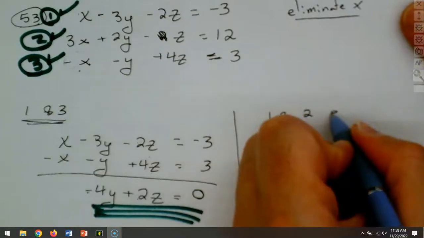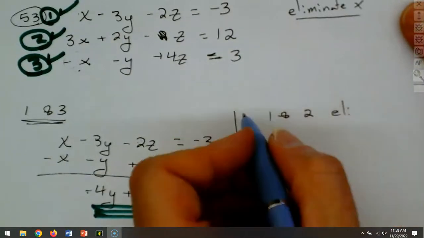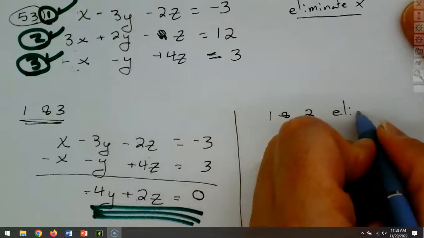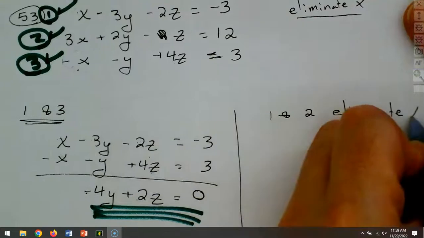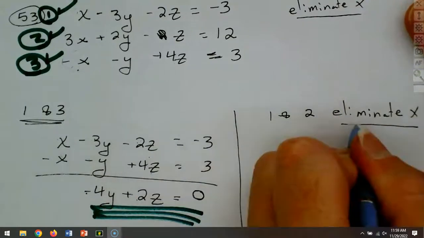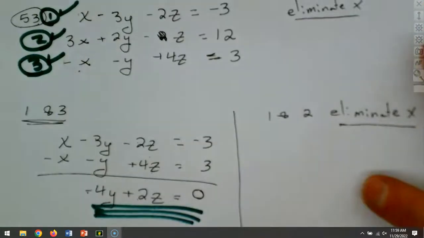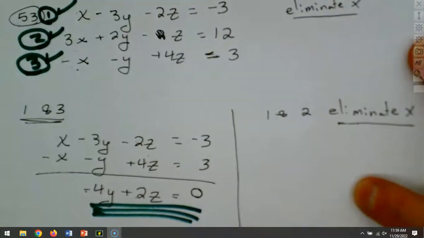And again, we're going to eliminate for the x. We cannot change what variable we eliminate for. We have to get it down to be 2 variables. So we're going to eliminate for the x here, and we're going to use 1 and 2.